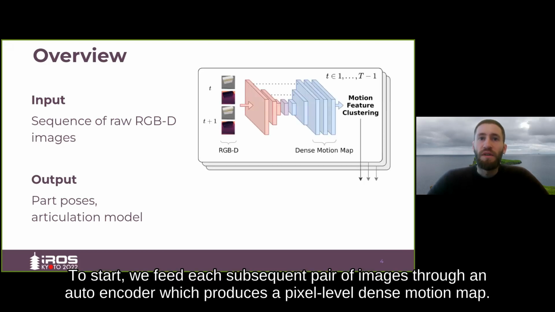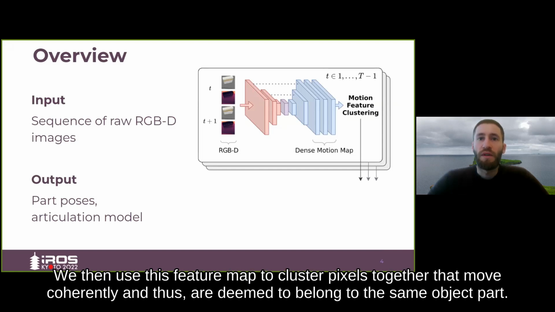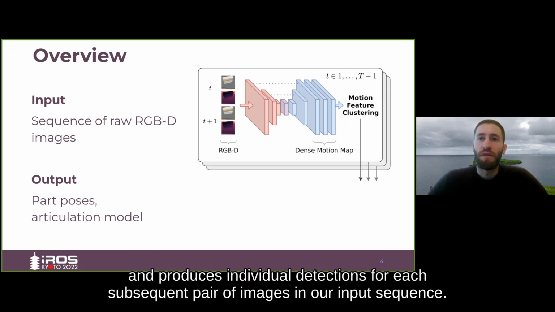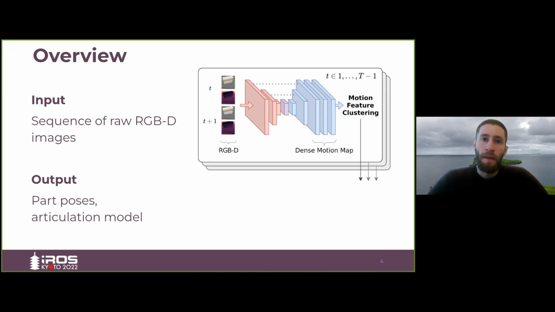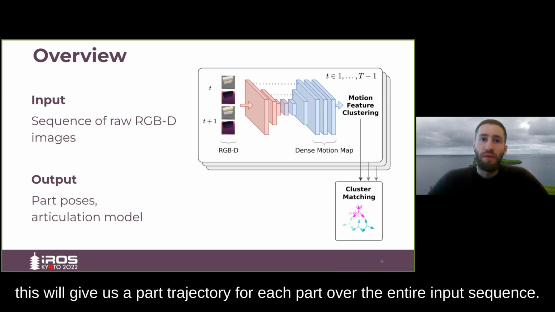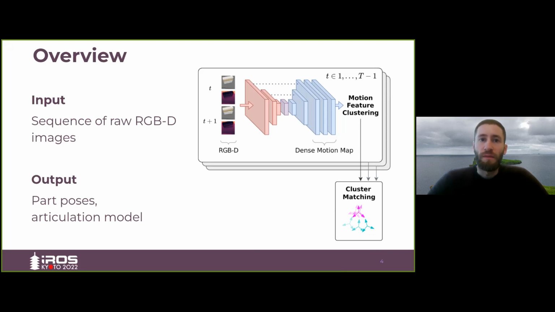To start, we feed each subsequent pair of images through an autoencoder, which produces a pixel-level dense motion map. We then use this feature map to cluster pixels together that move coherently and thus are deemed to belong to the same object part. This process could be considered a single time-step detector and produces individual detections for each subsequent pair of images in our input sequence. After processing the full sequence, we aggregate the detected parts in our cluster matching step. This will give us a part trajectory for each part over the entire input sequence.